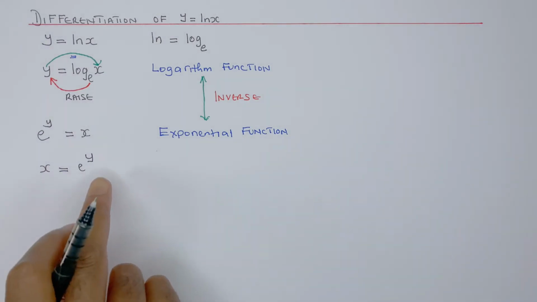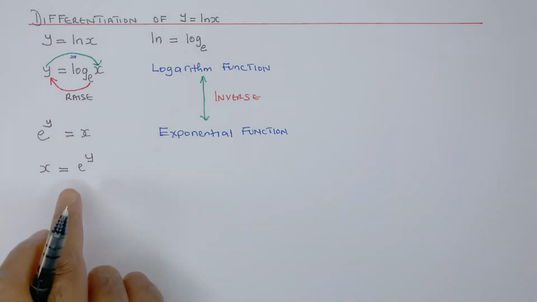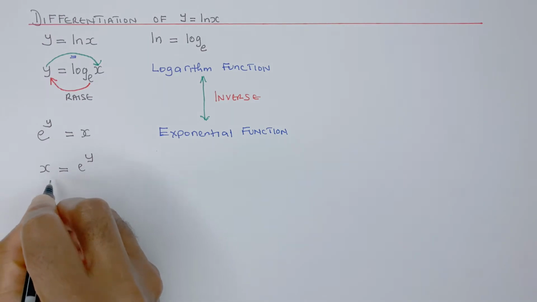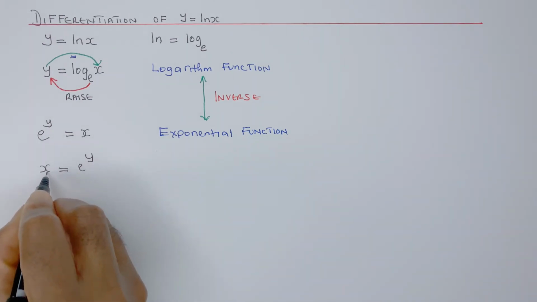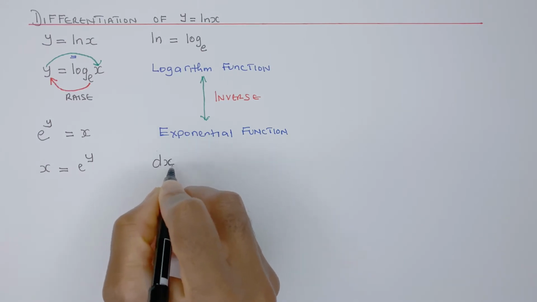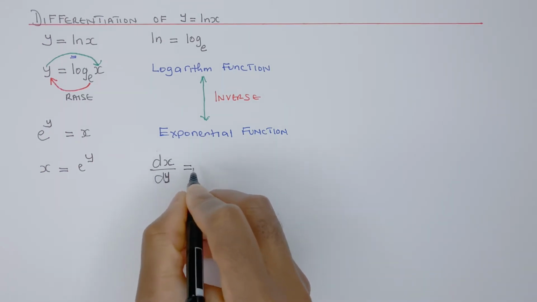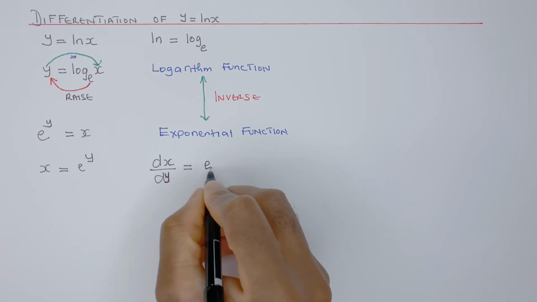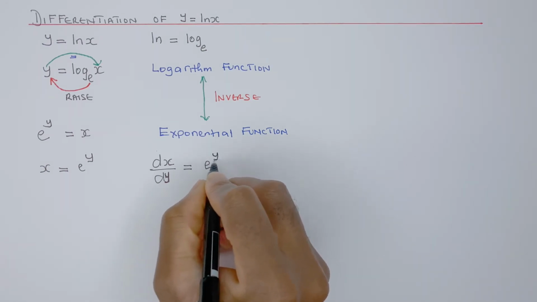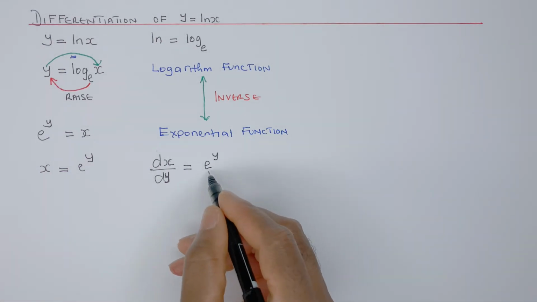If you differentiate x with respect to x, you get 1. Or put it this way, I could write my differential here by saying dx over dy will be equal to e to the power of y. If you differentiate an exponential function, you get the exponential function back.